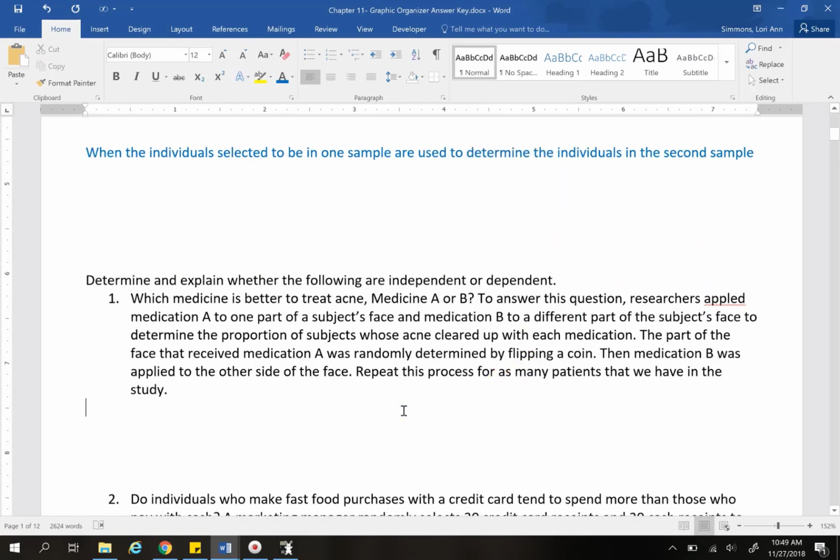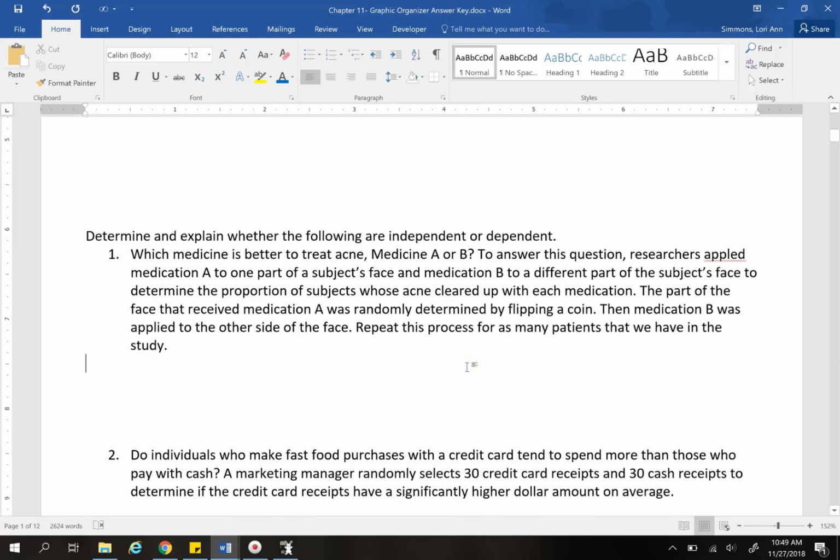Let's look at some examples. I would like you to try and figure out number 1 and 2 on your own, and then play the video when you're done. Determine and explain whether the following are independent or dependent. Which medicine is better to treat acne, medicine A or B? To answer this question, researchers applied medication A to one part of a subject's face and medication B to a different part of a subject's face to determine the proportion of subjects whose acne cleared up with each medication.